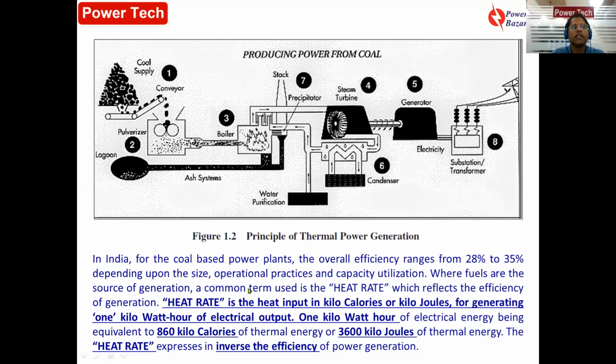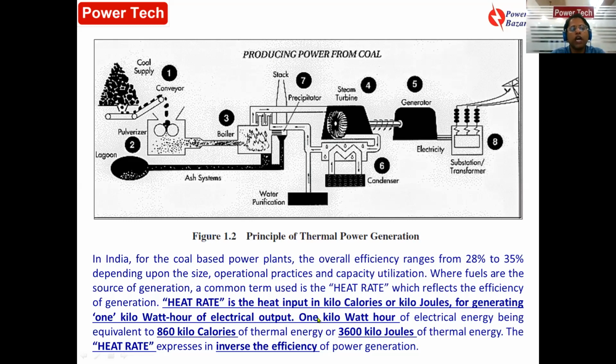Now, in this case, if the heat rate is higher, is it a better system, or if it is lower, is it a better system? No doubt, if the heat rate is lower, it is a better system because efficiency will be higher. That means you are utilizing less energy to produce more output. So heat rate should be lower. What is the unit of heat rate? Kilocalorie per kWh or kilojoule per kWh. Now the heat rate of a typical Indian thermal power plant is in the range of 3000 kilocalorie per kWh. Now there are a few conversions.